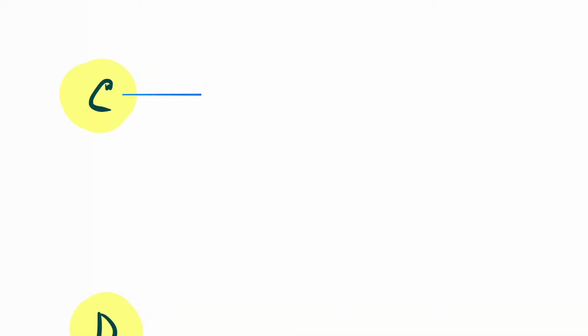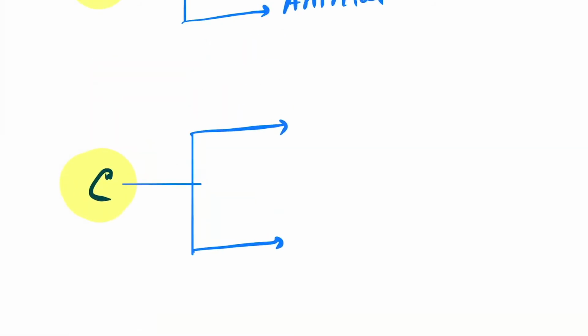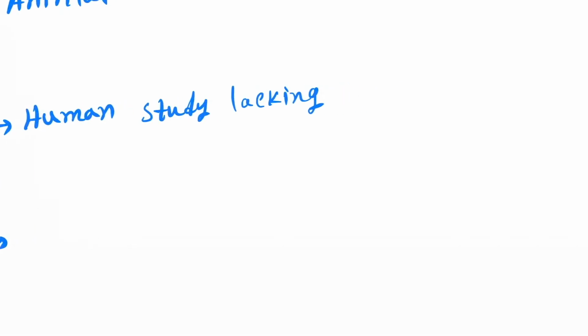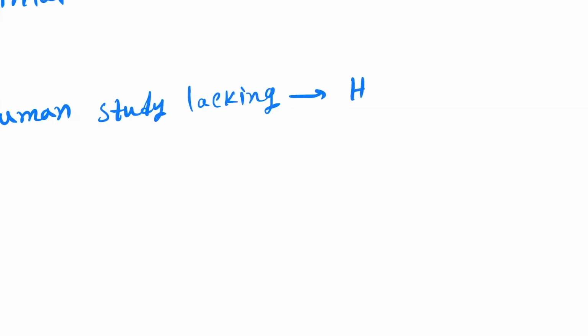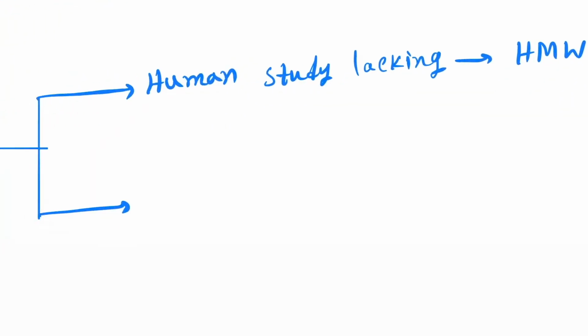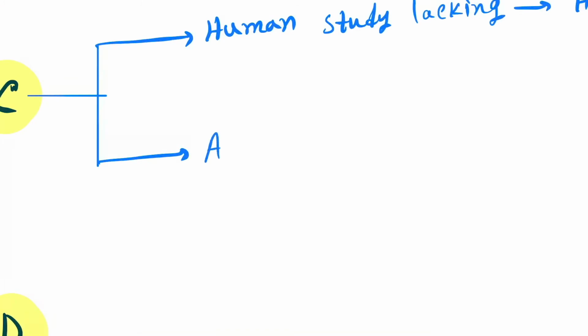Okay, next is category C. Here also in two categories, human and animal. So human study lacking, the drugs are high molecular weight heparin and PPI, that is proton pump inhibitor. Another one is animal teratogenic.